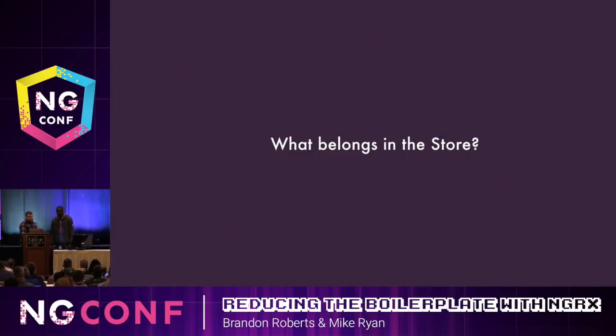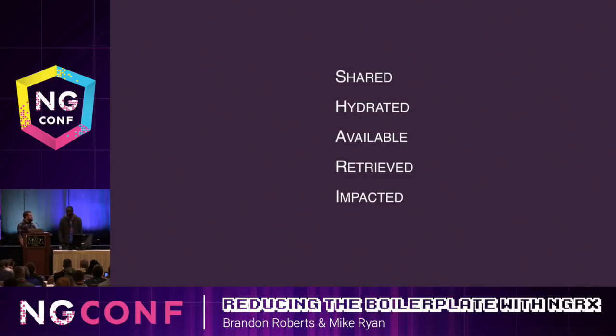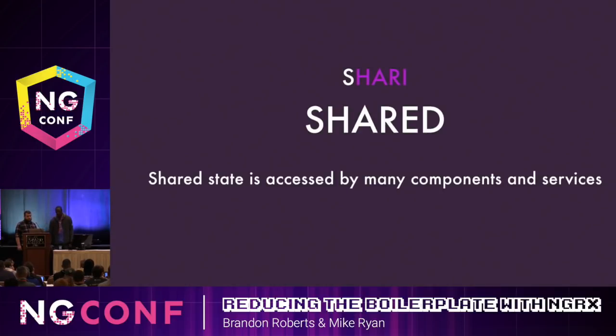To do this, we have a simple mnemonic called Sherry. You can follow the Sherry principle to determine what state does belong in your store. So if we go through the first one in the Sherry principle, it is shared state. So shared state is accessed by any components or services. This means that it's state that is not just consumed by one consumer. If you saw my authentication talk yesterday, I hinted at this, that authentication is a great example of shared state. Because that state, you need to share it throughout your application, and it gets changed from different places. And many pages and services need to access it.